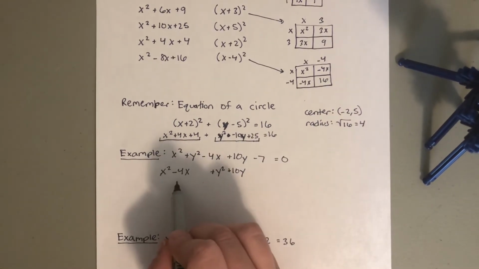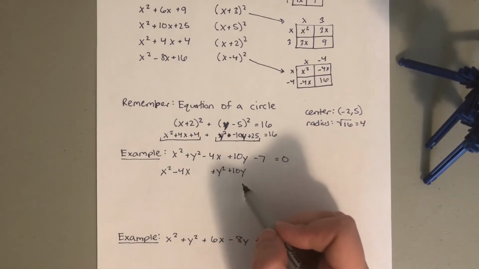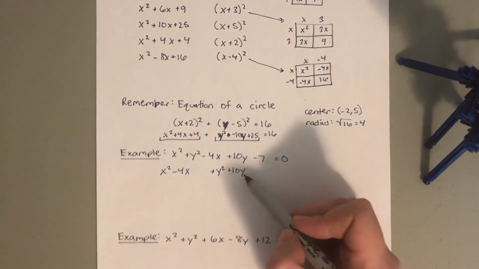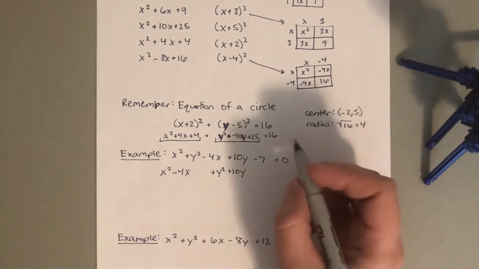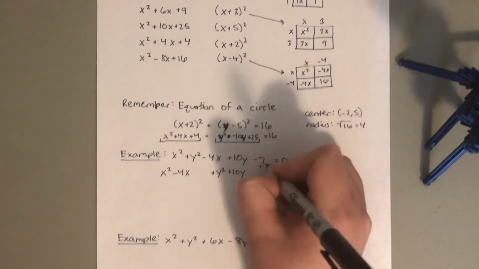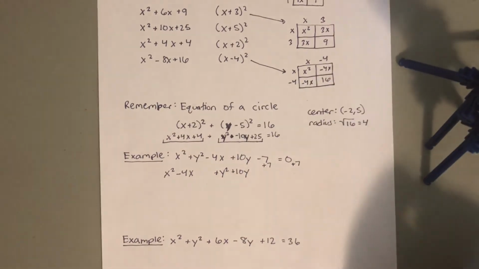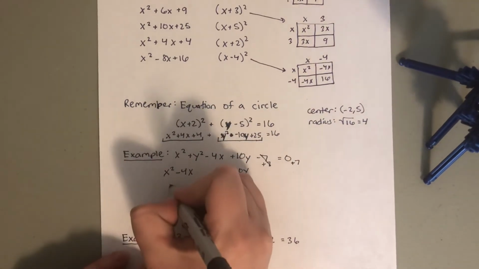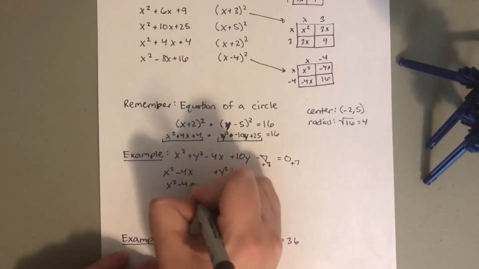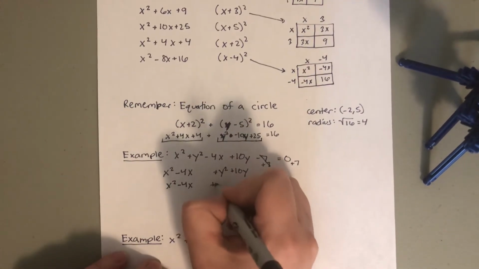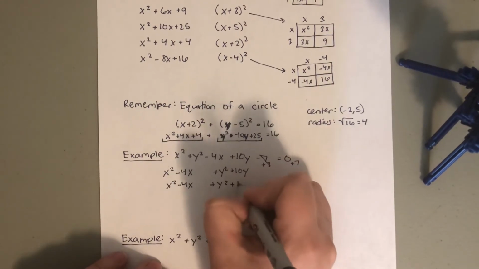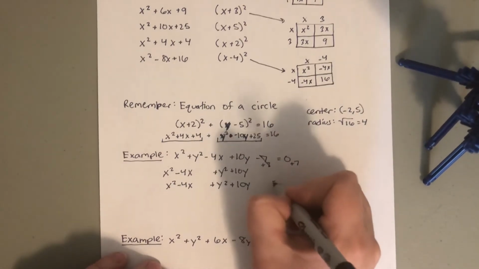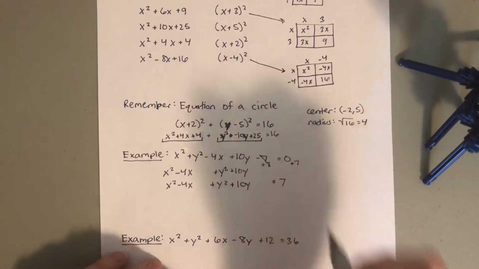It's not an x term. There's no x. It's not a y term. There's no y. So what I'm actually going to do is add it to the other side. I'm just going to get rid of it over here, and so that cancels out. And so now I have this equation of x squared minus 4x plus y squared plus 10y equals 0 plus 7, which is 7.